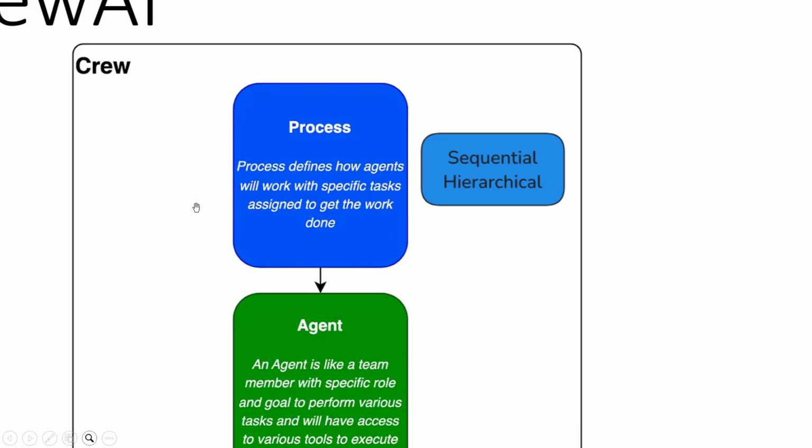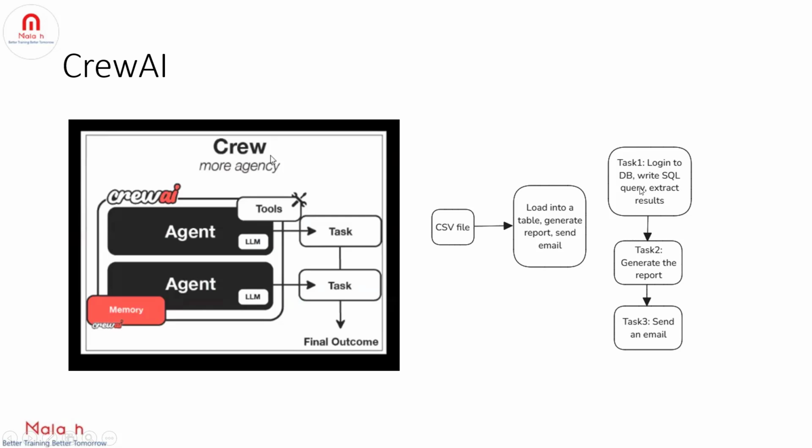For example, in our example, process is the whole architecture. That is, the process is sequential in our example. We cannot send an email until the report is generated, and the report cannot be generated until and unless we get the data, right? So this is a sequential process. That is, the process defines how the agents are working. That is, are the agents working in sequential or in parallel or hierarchical, right? So that is nothing but process.